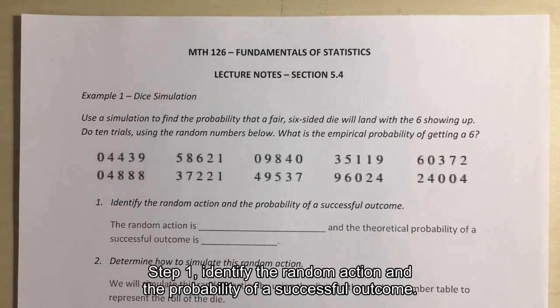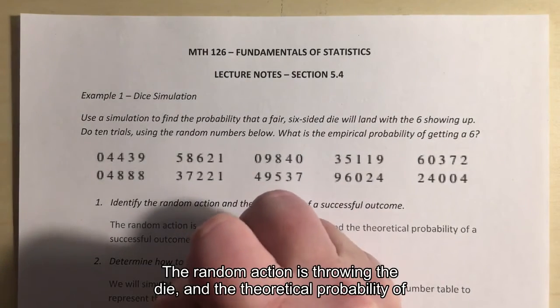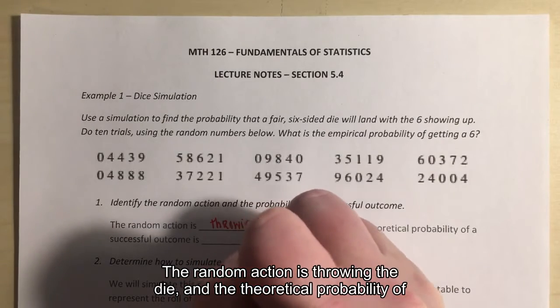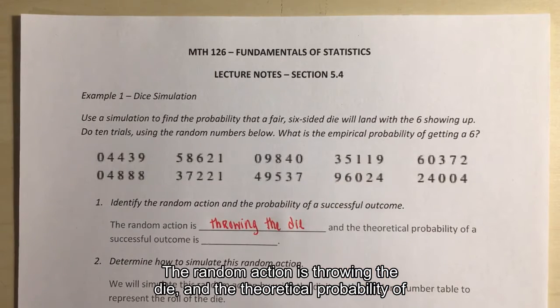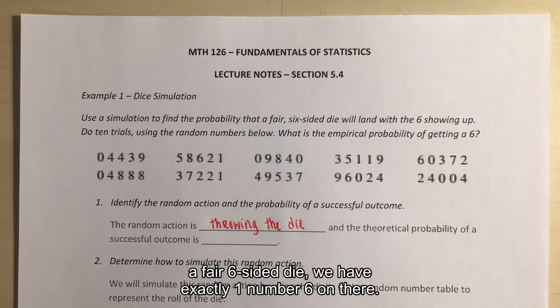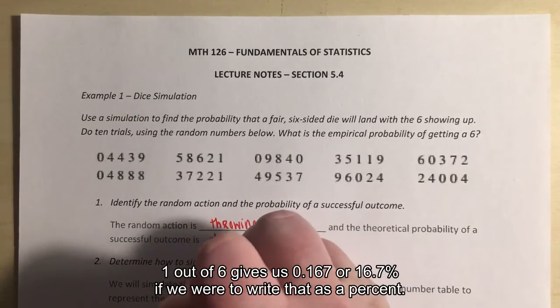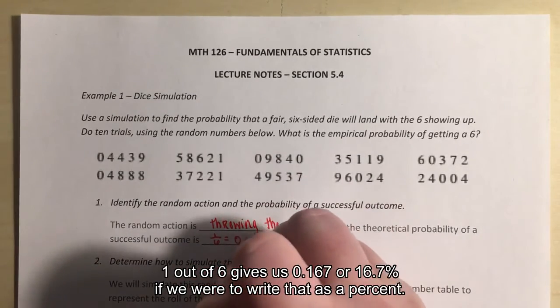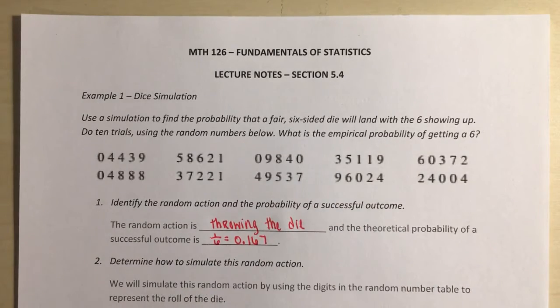All right, so step 1, identify the random action and the probability of a successful outcome. The random action is throwing the die. And the theoretical probability of a successful outcome, if we think about a fair 6-sided die, we have exactly one number 6 on there. So 1 out of 6 gives us 0.167, or 16.7% if we write that as a percent.